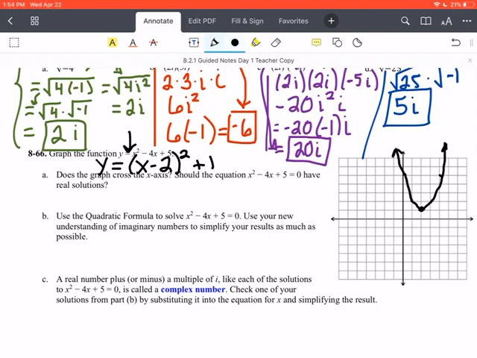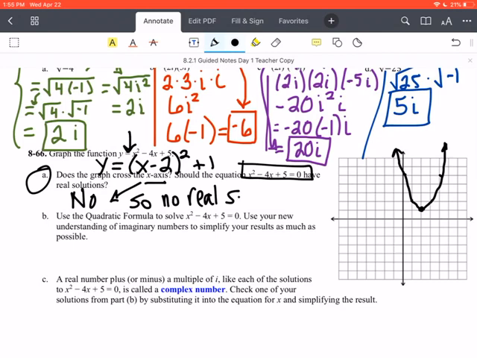My parabola. Okay, so it says, does the graph on A cross the x-axis? So in other words, if I were to find those x-intercepts by solving this equation, is it going to have real solutions? And the answer is no, it does not cross the x-axis, so there would be no real solutions. But what do you think there is going to be? There are going to be imaginary solutions.